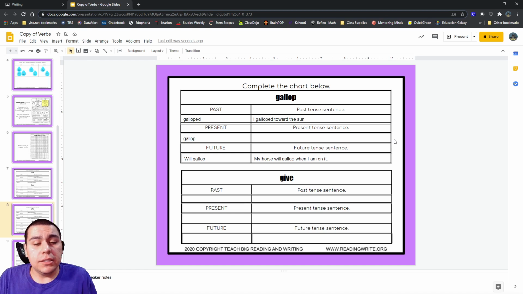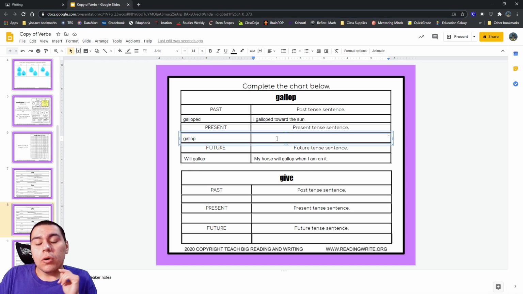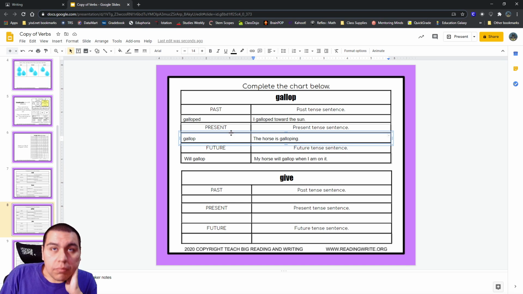Okay, so I need a present tense. Gallop. Kylie? Look, the horse is galloping. Okay, horse is galloping, so that's like right now. Like he's in the middle of actually running. But that still works, it's still present tense. The horse is galloping. And again, that would be like if it's in the middle of doing that action, but that's still a good one.